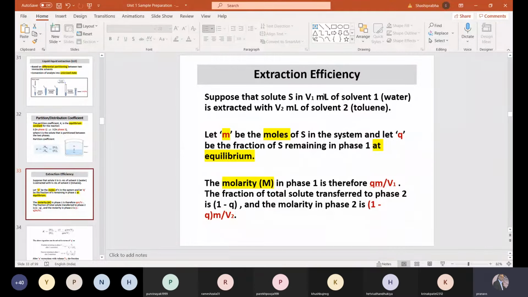Suppose that a solute S is in volume V1 of solvent 1, that is aqueous. As I said, solvent 1 will be water, and solvent 2 in which we extract is an organic solvent.